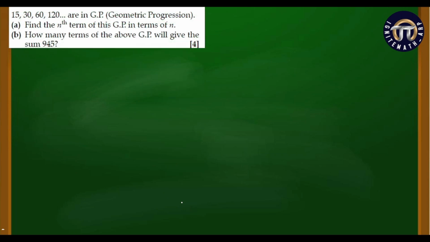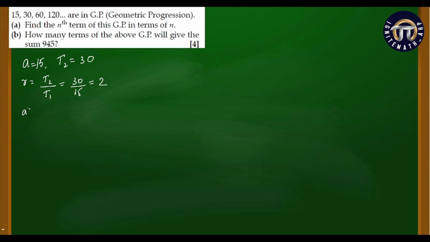Next question says that 15, 30, 60, 120 are in GP. They have only told that it is GP. So A is equal to 15. Then AR, that is second term, is equal to 30. So I can write down the common ratio, that is T2 by T1. So that is 30 divided by 15 is equal to 2. Right. So find the nth term of the GP. You are asked to find out the nth term of this GP in terms of n itself.